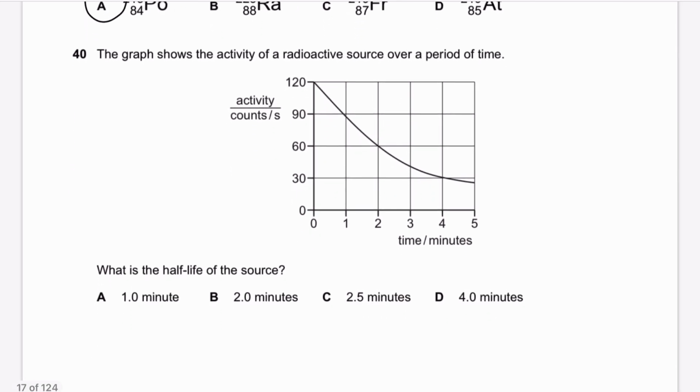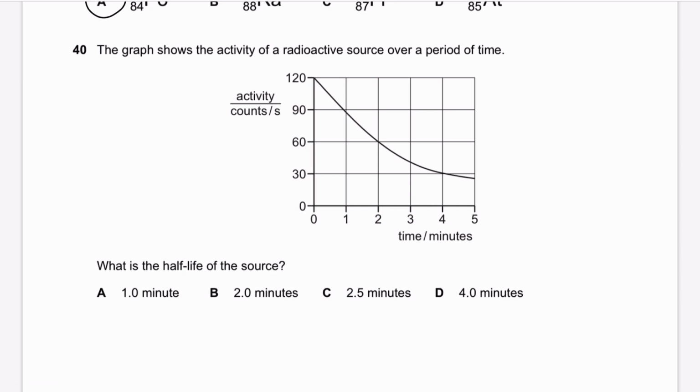The graph shows the activity of a radioactive source over a period of time. What is the half-life of the source? Now, half-life is, first we have the activity of 120 upon 0. When 120 becomes 60, time taken is 2 minutes. 60 becomes 30, time taken is 4 minutes. तो आपको ये तो पता चल गया कि हमारी half life is 2 minutes, and that's exactly what we're asked. What is the half life of the source? 2 minutes. You know how this is happening, right?